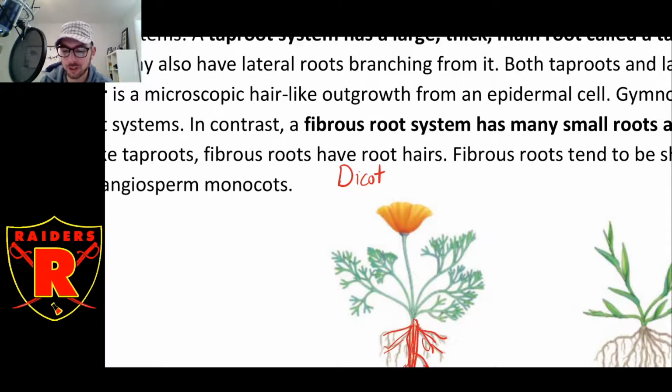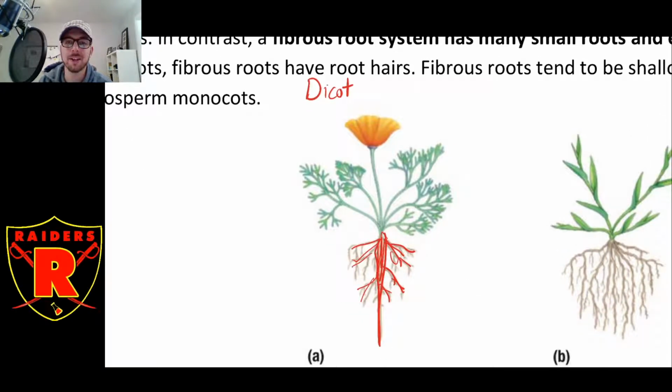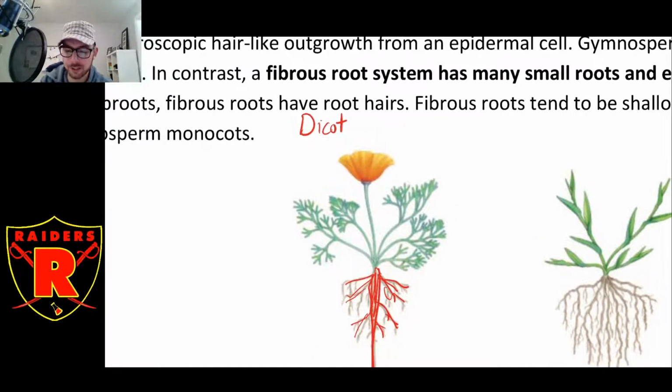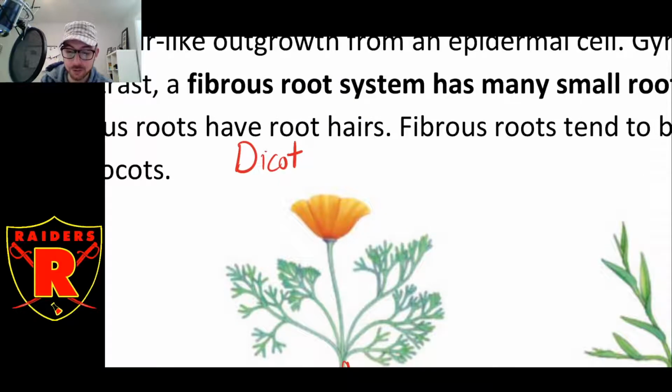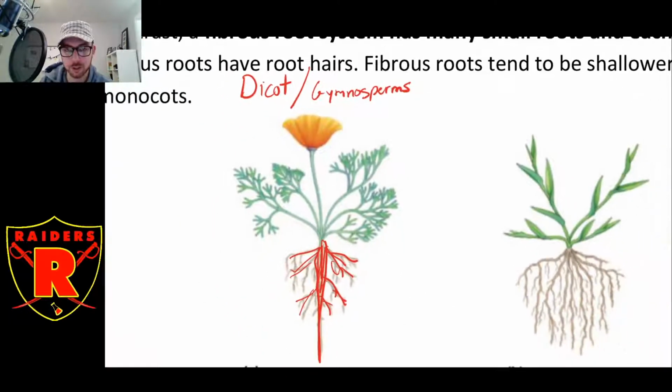This also makes sense when you think that a lot of dicots are really tall. All trees are tall, and a taproot is excellent at supporting a very tall structure. So dicots have this root configuration, as do gymnosperms. So those are conifers. So both of them have a taproot structure for anchoring them in the soil.